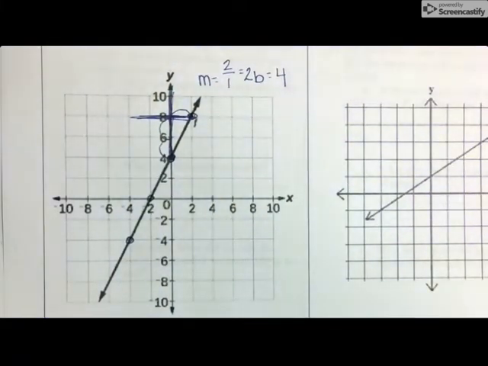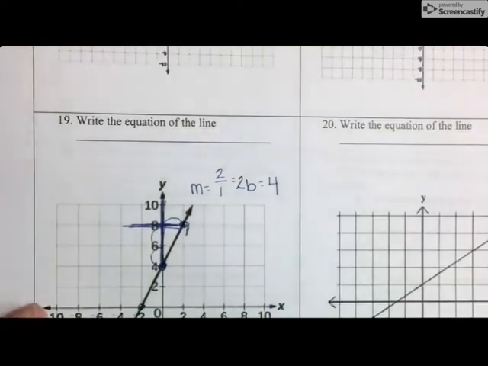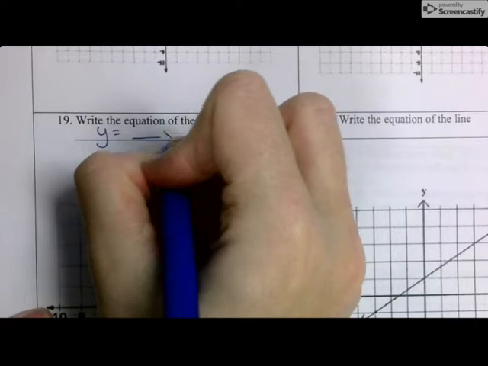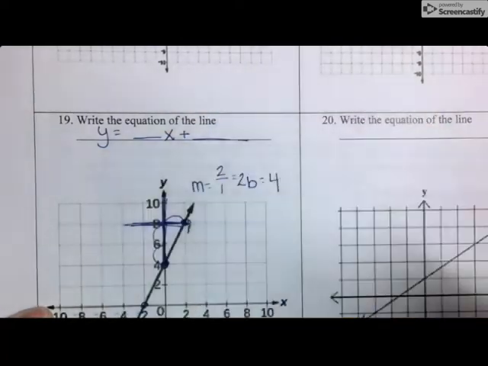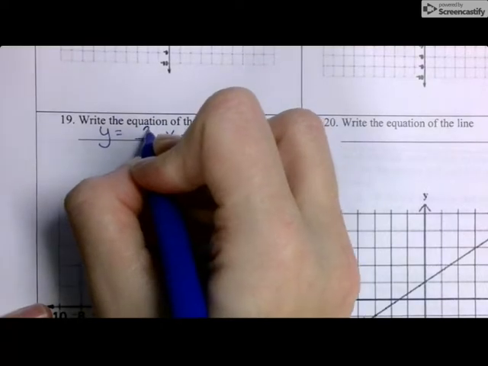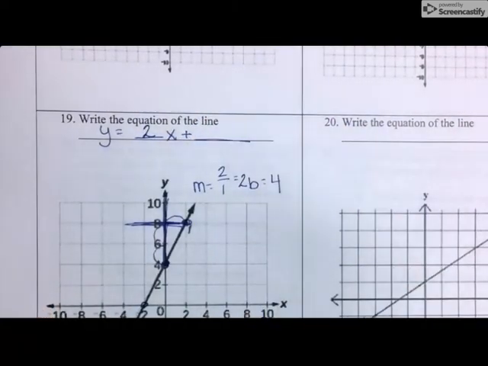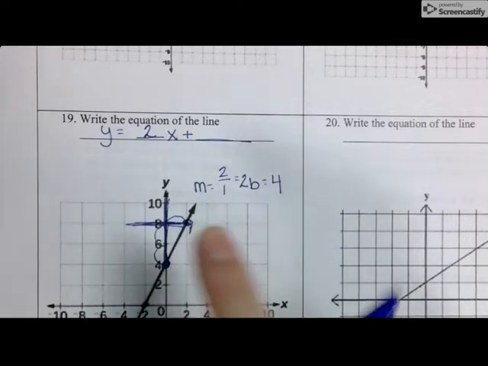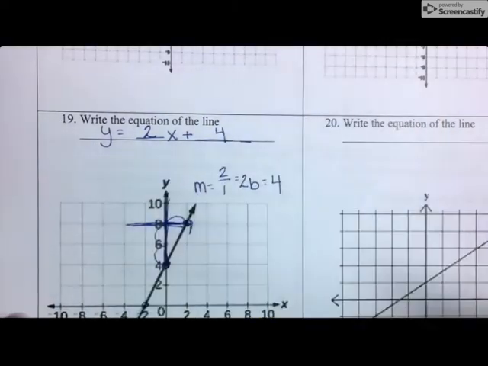So then we're going to write the equation of our line. We always need it to be y equals some number x plus some number. What's going to go in place of m? Positive 2, because my line goes up from left to right. And our b is going to be positive 4.